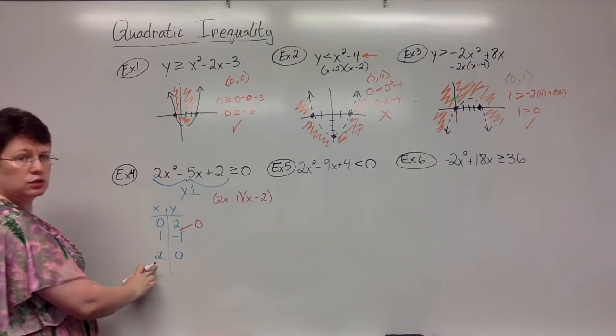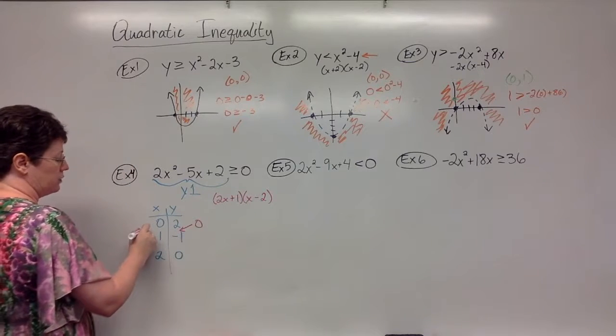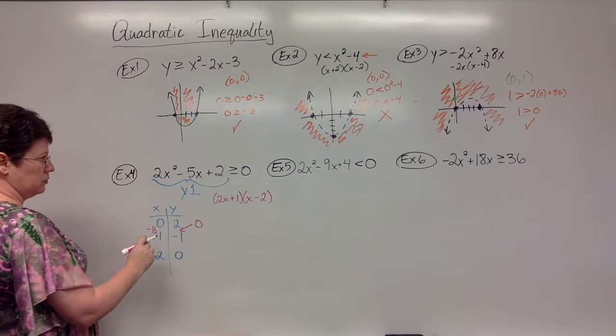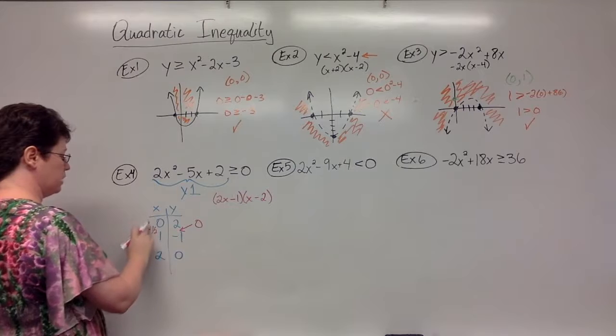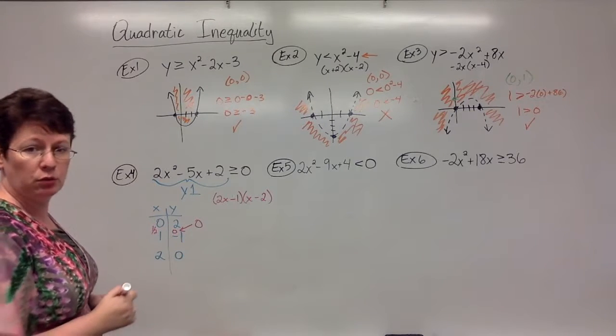Because this is 2, 0. So I know I have an x with a 2. So that gives me a negative 1/2. So at negative 1/2, positive 1/2, at positive 1/2, I get a 0. Okay? That's my other root.